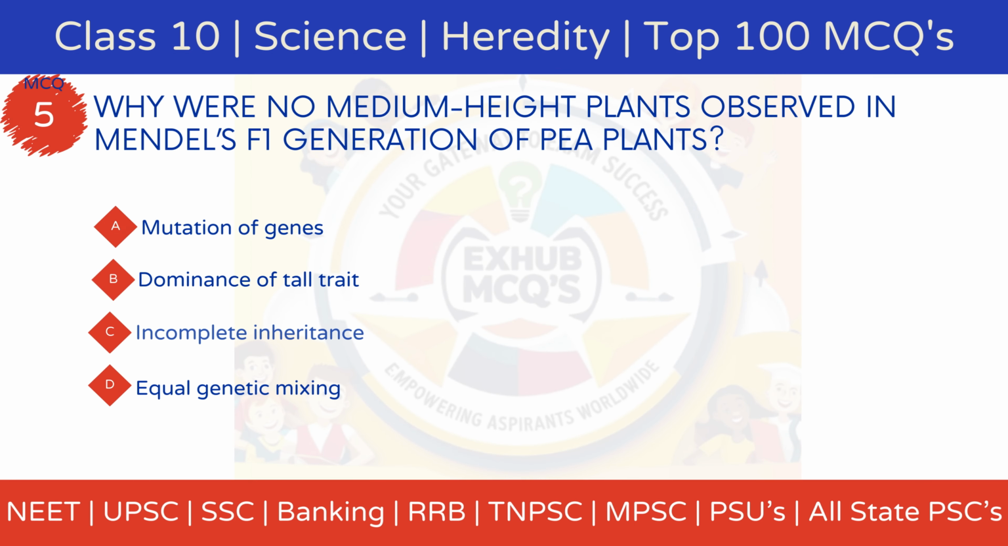MCQ 5. Why were no medium-height plants observed in Mendel's F1 generation of pea plants? Option A, mutation of genes. Option B, dominance of the tall trait. Option C, incomplete inheritance. Option D, equal genetic mixing.